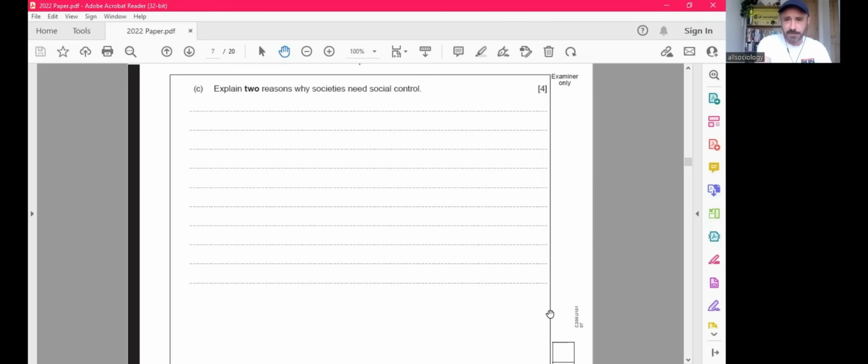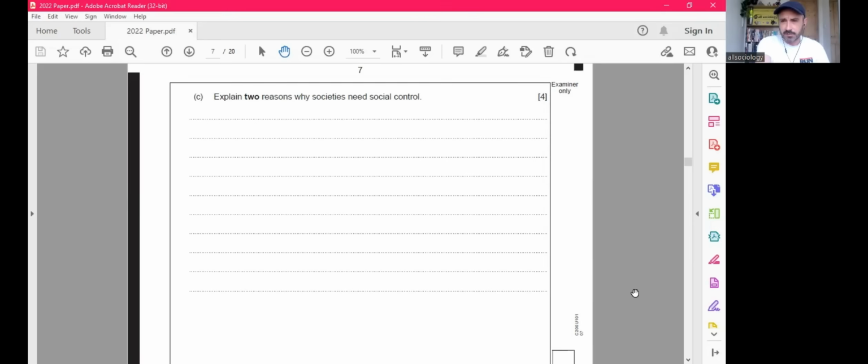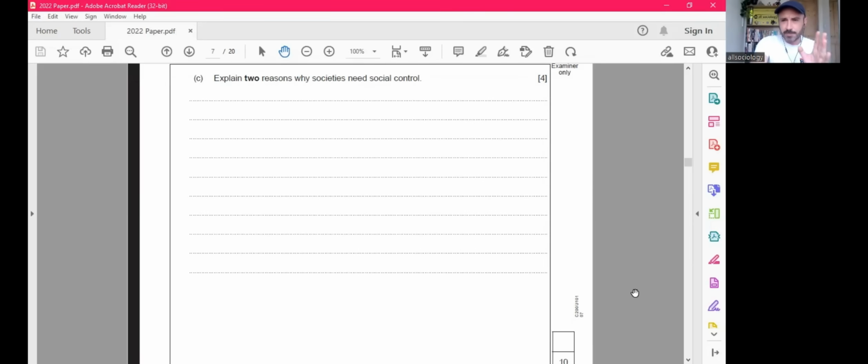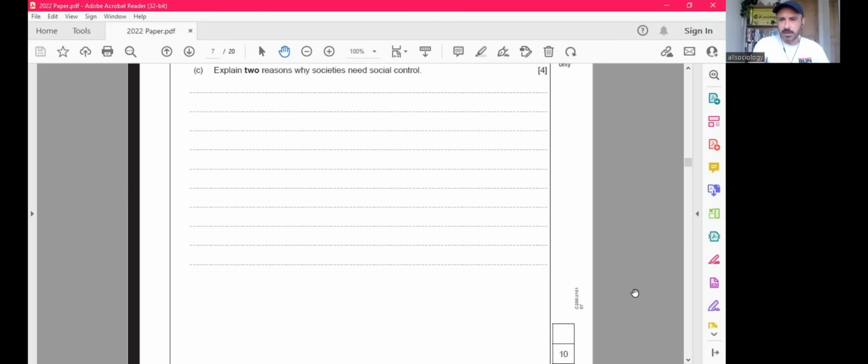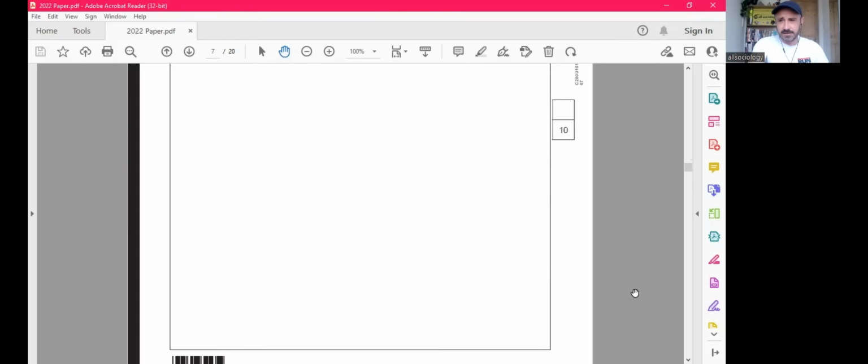So a bit of a tricky one there, but only a 4-marker. So don't worry too much if you're struggling. You should be able to get 1 reason. But as I said, 2 reasons I would give is 1, we need order in society for society to work. And then I've got like the opposite of that, which is without social control, we have chaos, which can cause the downfall of society. So 2 reasons for you there. That's the end of section 3.